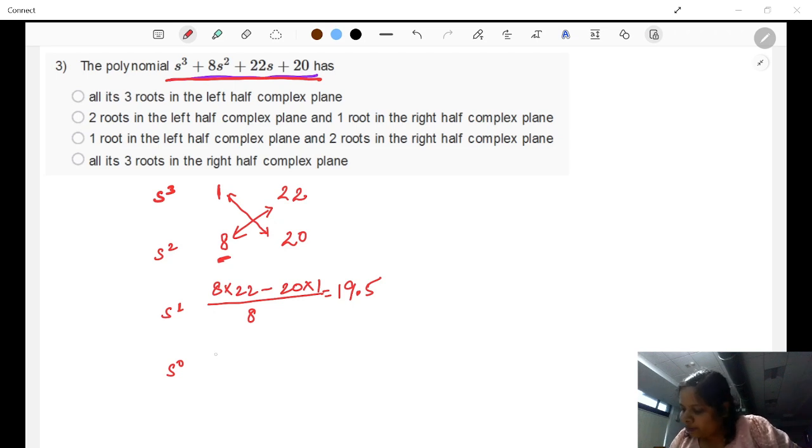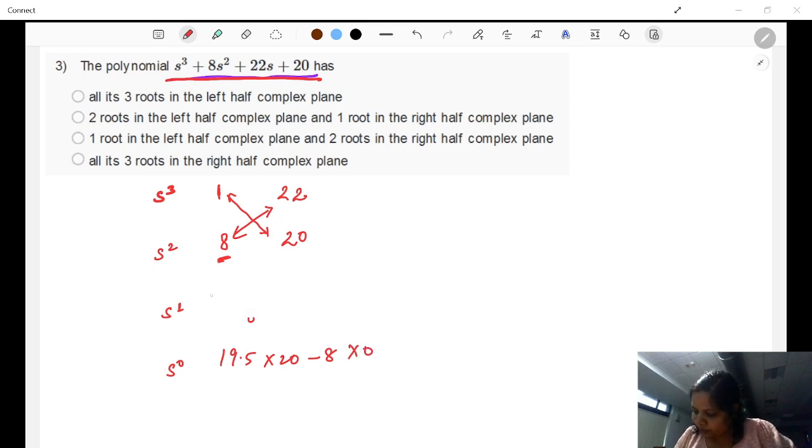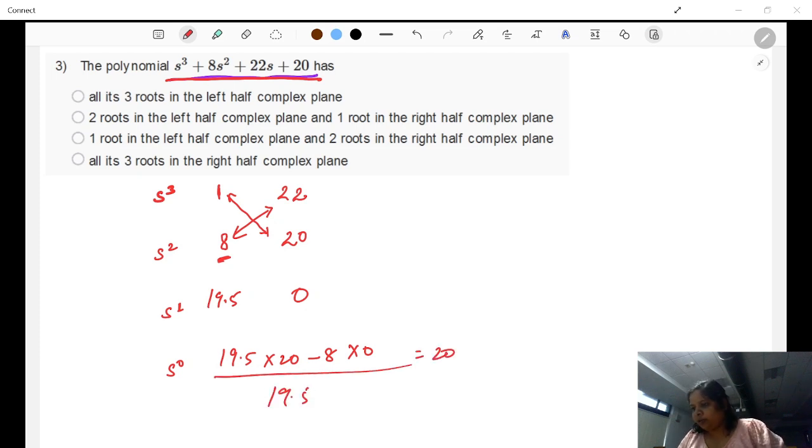And if you get 19.5, then you repeat the same thing. It would be 19.5 into 20 minus 8 into 0, upon 19.5. Why 8 into 0? Here you don't have anything, it means you have 0 here. So 8 into 0 upon 19.5. This would again give you just 20.